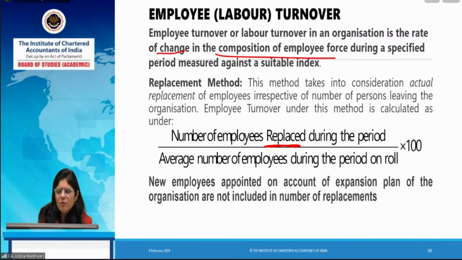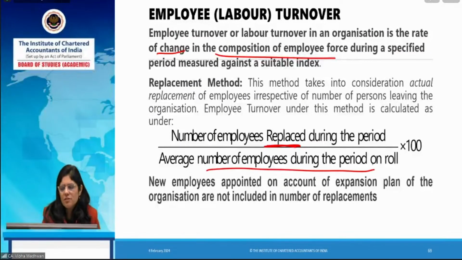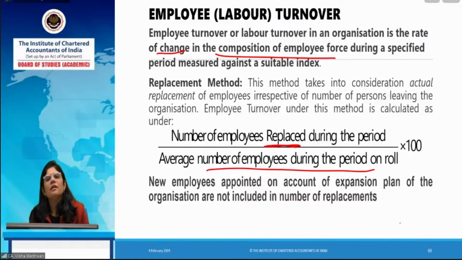So number of employees replaced, average number of employees during the period. Average number means the number of employees at the beginning and the number of employees at the end, and you take the average. So number of employees replaced divided by average number of employees during that certain period into 100. So it's going to give you the percentage of replacement which is happening in your organization. Clear? तो अगर बहुत ज्यादा हाई है इसका मतलब आप बहुत जल्दी वैकेंसी फिल कर लेते हो, वैकेंसीज खाली नहीं रहती.